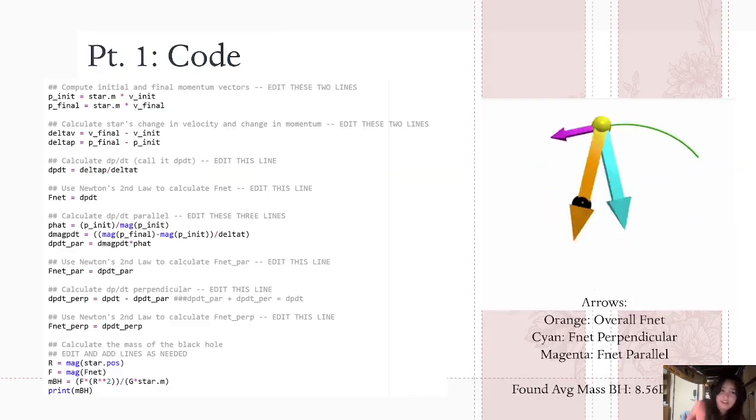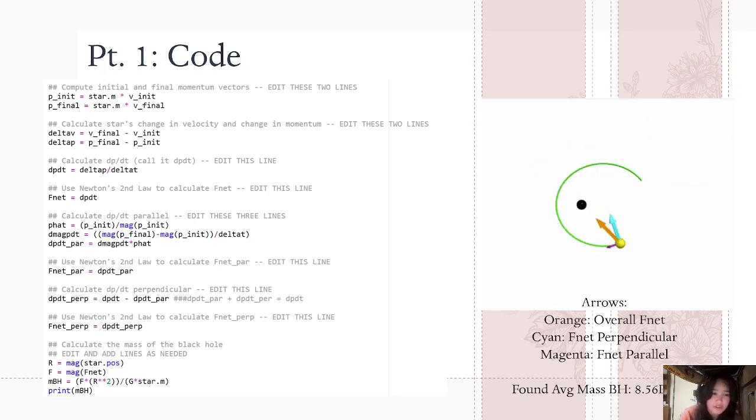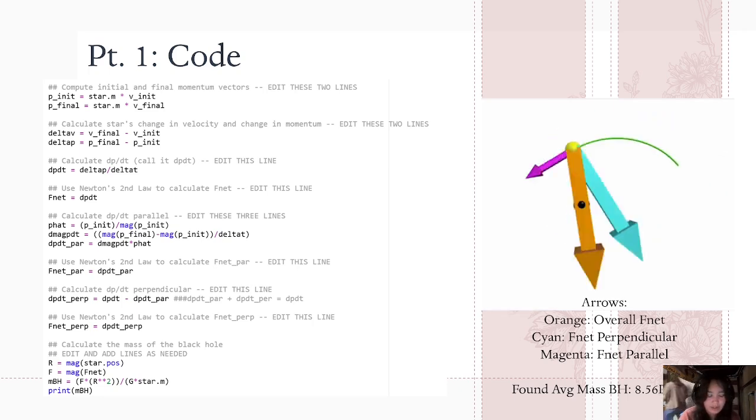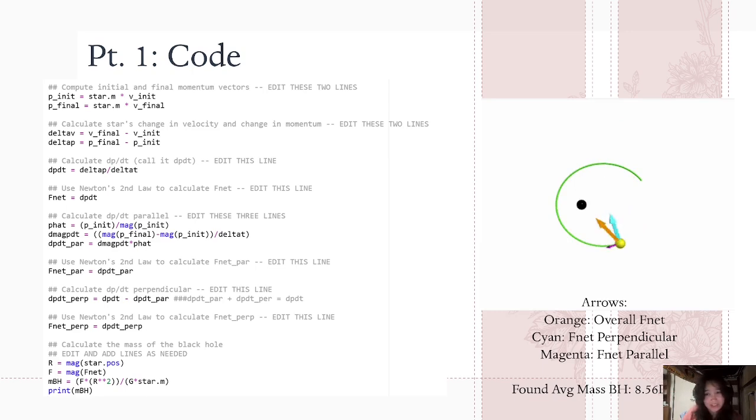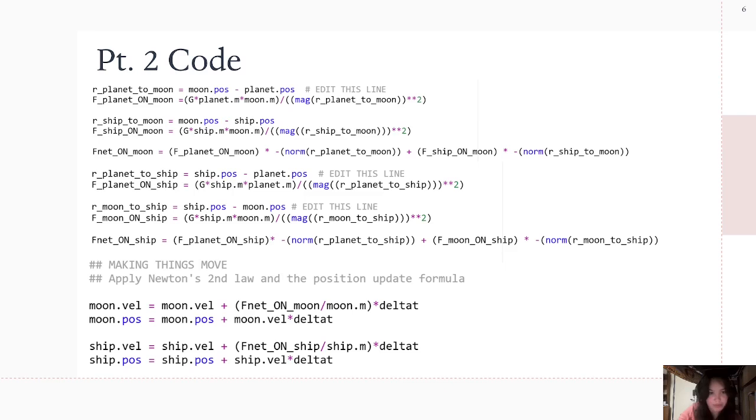Those two were both reflected here in the part 1 code, so you can see that the first few lines are what compose the change of momentum over change of time, and then we use Newton's second law to determine that F net is equal to dp/dt. And then it was further broken down into its parallel and perpendicular components, which were shown on the arrows on the code to the right. You can see that the cyan is representing the perpendicular, the magenta is representing the parallel, and both of them are affecting the net force, which is the orange. The mass of the black hole was determined to be around 8.56 times 10 to the 33rd kilograms.